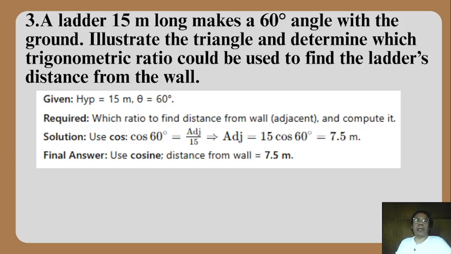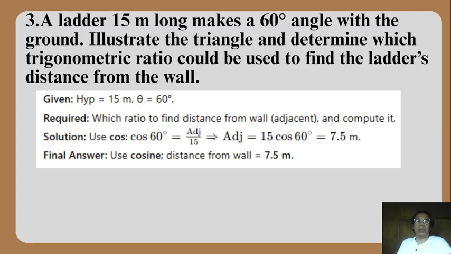So practice problem number 3. A ladder 15 meters long makes a 60 degrees angle with the ground. Illustrate the triangle and determine which trigonometric ratio could be used to find the ladder's distance from the wall. So we are given hypotenuse 15 meters, theta equal to 60 degrees. Required which ratio to find the distance from the wall, which is the adjacent, and then compute it.